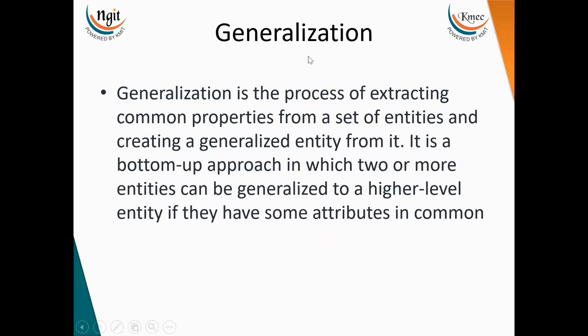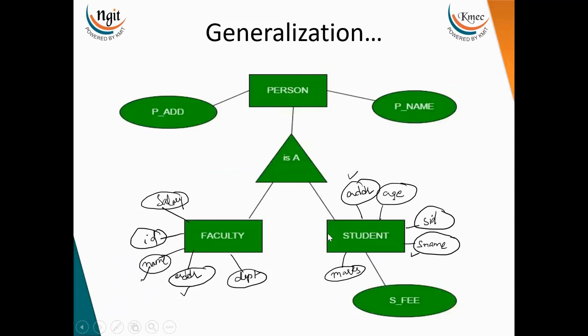It is a process of extracting common properties from a set of entities and creating a generalized entity from it. We have identified the two entities and found that the name and address are common for these two entities. And then we are going to create one more entity from it, which is known as a person. And this person has the common attributes, that is address and name. So this is an entity having the generalized attributes that are created from the lower level entities, namely faculty and student.